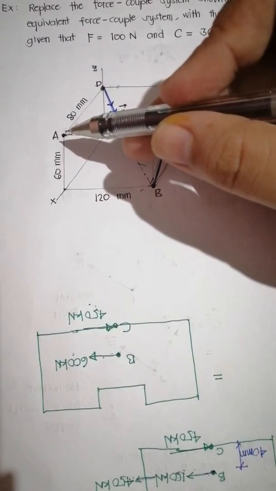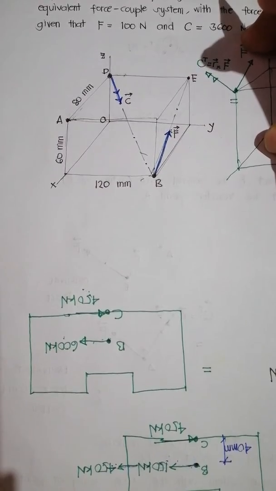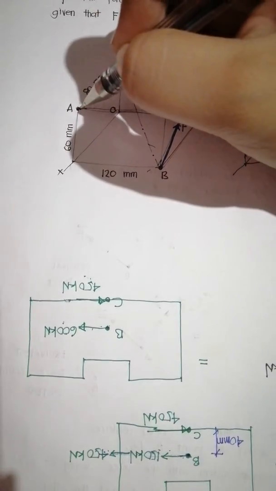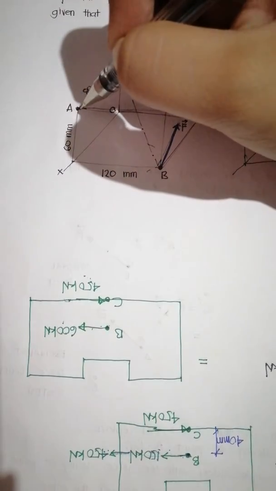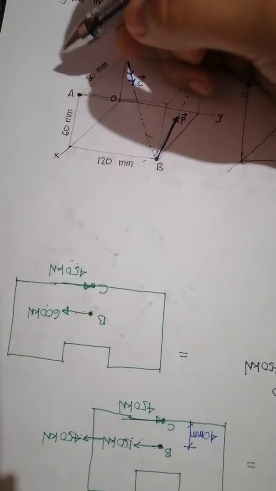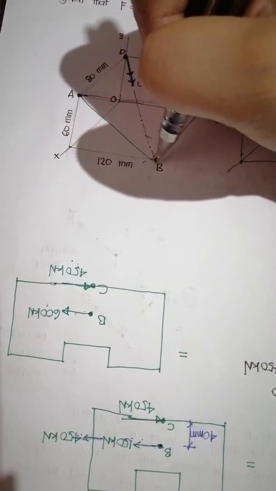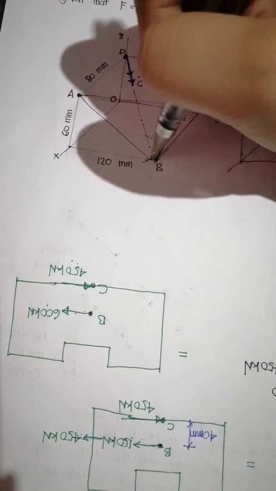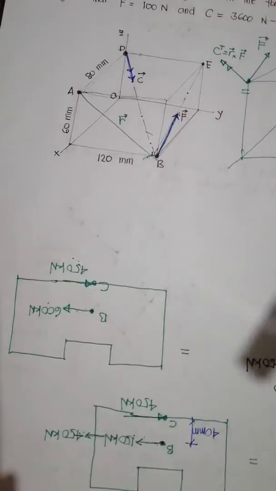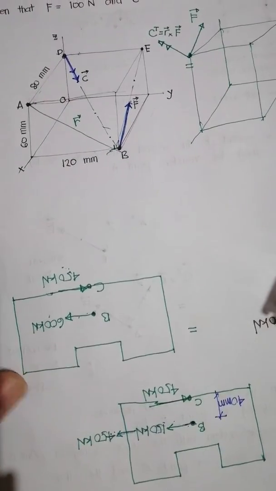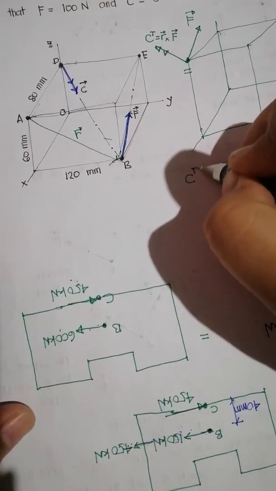So we may use position vector R. Our position vector R for this formula would always be from the transfer point or moment center to any point on the original line of action of the force. So this is our force, and this would be the position vector R that we will use.